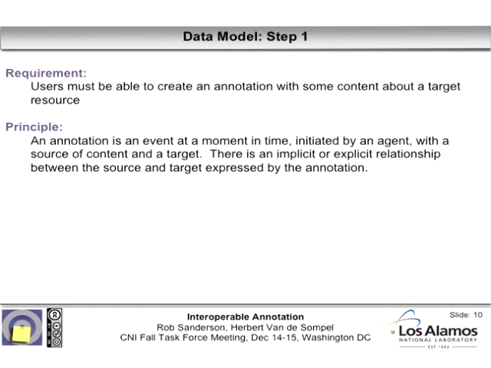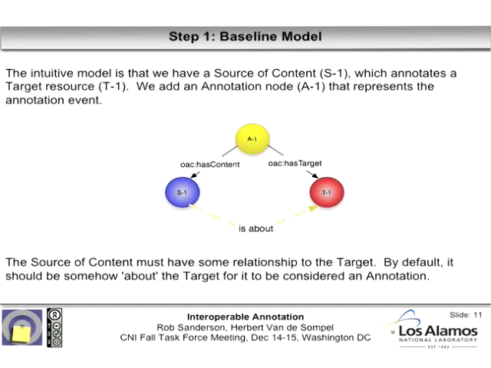So step one is a very basic requirement. Users must be able to create an annotation with some content about a target. And if you can't do that, then you're not playing the annotation game. And we have a very, very straightforward model, a baseline model, in order to do that. So we have a source of content, which is the blue node, which is somehow about the target, which is the red node. We then add an annotation node, the yellow one, which represents kind of the event. So it has a time and a creator. So I'm going to come back to this is about property. But you could imagine any triple or any set of information being captured in those nodes otherwise.